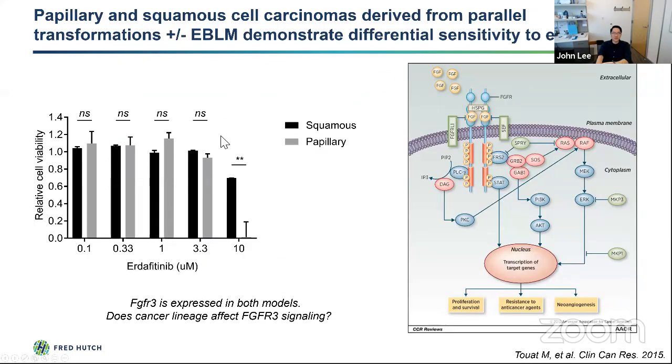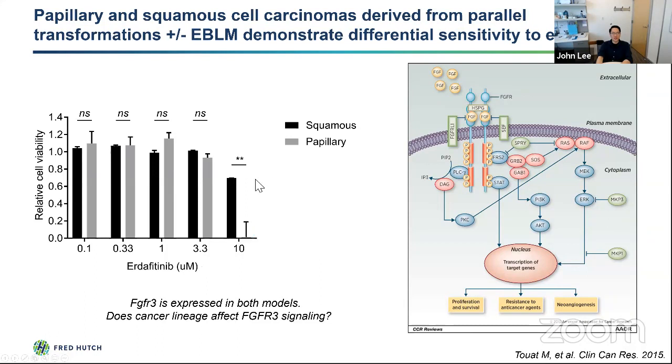So having established these models of both papillary carcinoma and squamous cell carcinoma, using the same genetic alterations, but obviously derived within different environmental contexts, we were able to take these, put them into organoid cultures, and we asked, okay, there is an FDA-approved FGFR inhibitor, erdafitinib, for urothelial carcinoma. Is there a difference in sensitivity to erdafitinib with these 2 model systems?